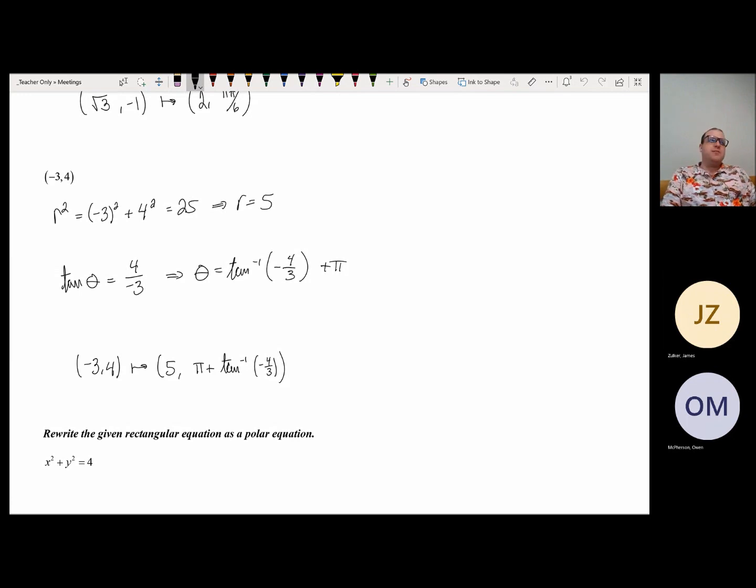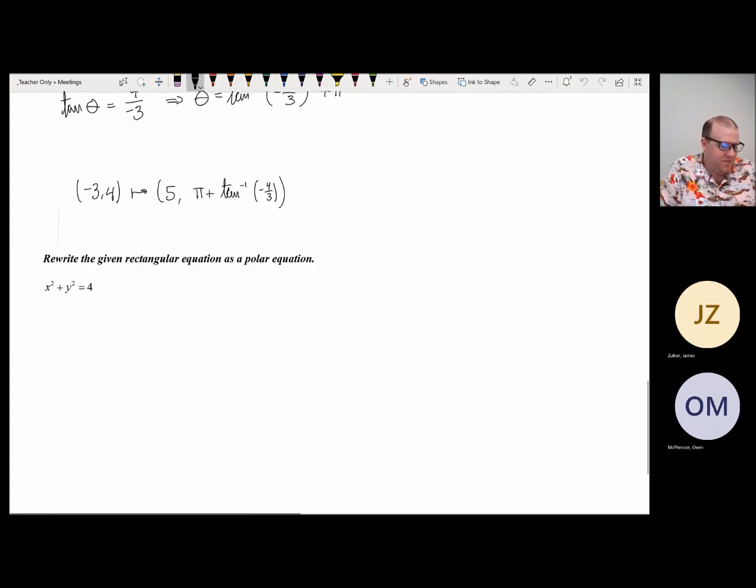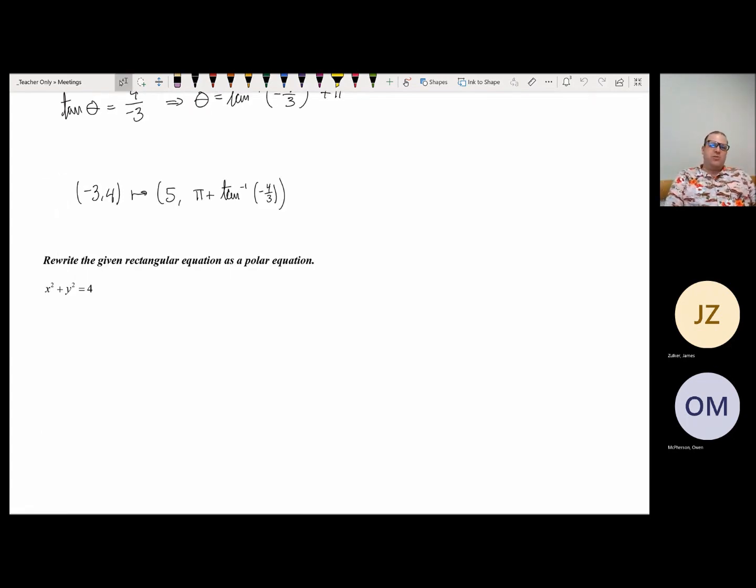What if I want to describe a set of points instead of just a single point? Because remember, that's what a relation is. It's a set of points. It's a description for a set of points. x squared plus y squared equals 4. We write that as a polar equation. Now, again, standard convention is when you write something as a polar equation, you write it as r equals f of theta, if possible.